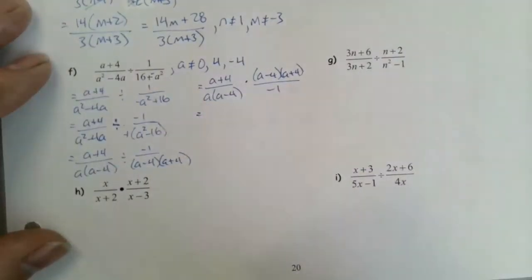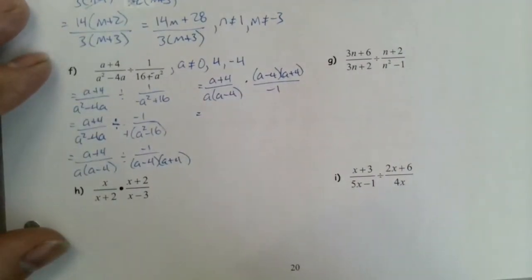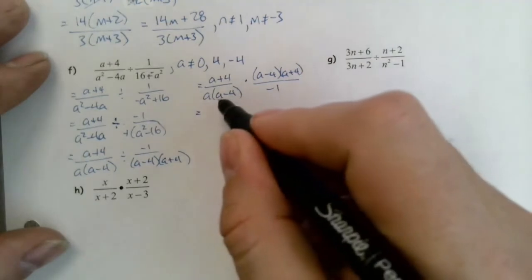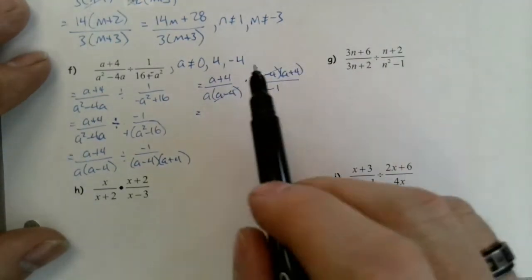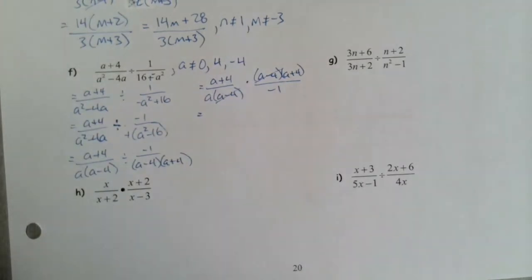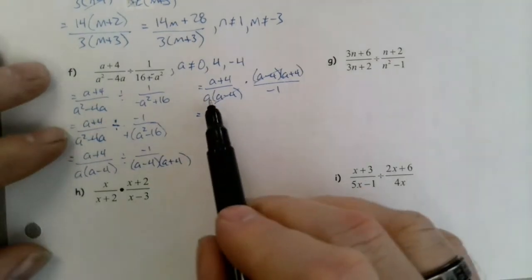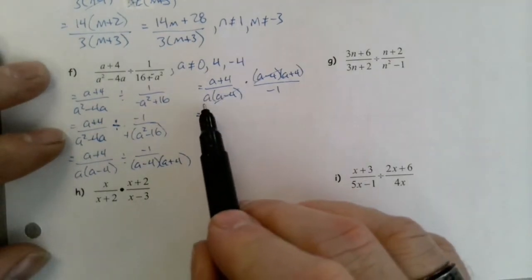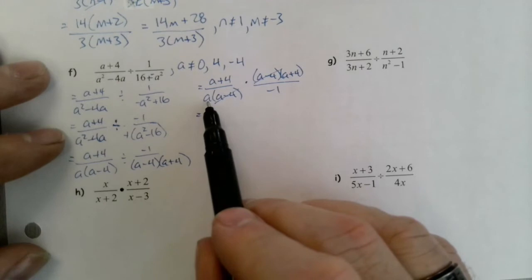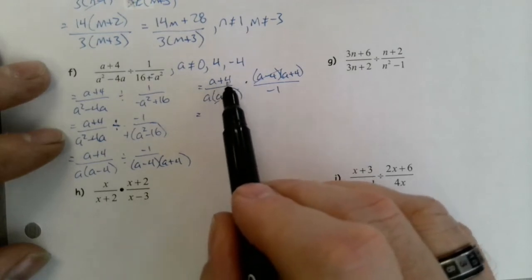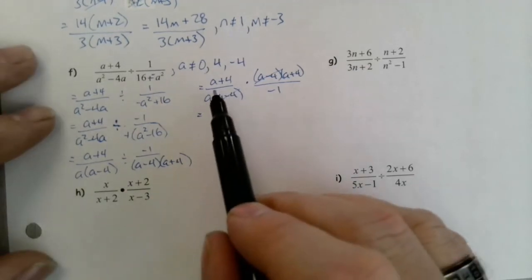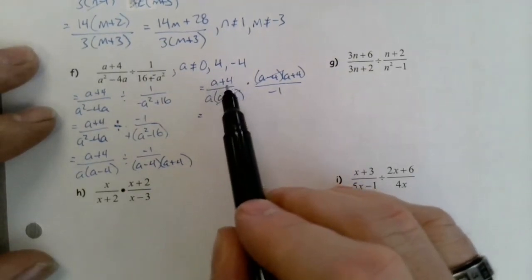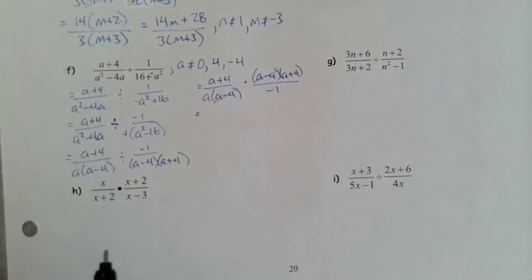So now let's start getting rid of shared factors here. There's an a minus 4 and an a minus 4. I can get rid of those so long as a does not equal positive 4. And that's it. That's all there is. This a cannot cancel with that a because this a down here is a factor all by itself, but this a is part of a binomial factor. So this a is part of a bigger expression than this one is. They don't cancel.